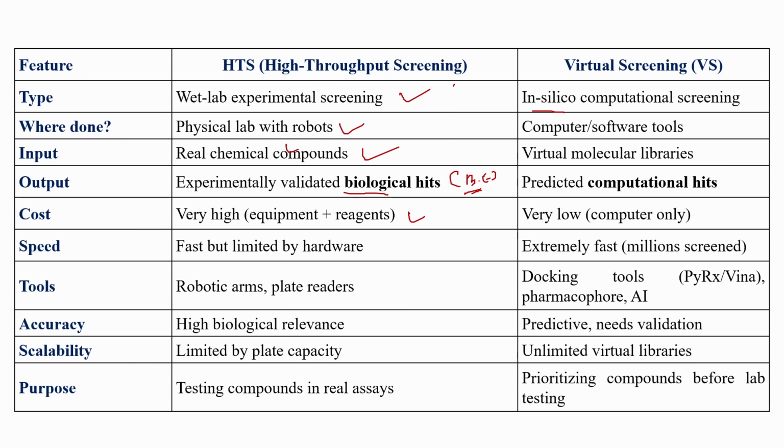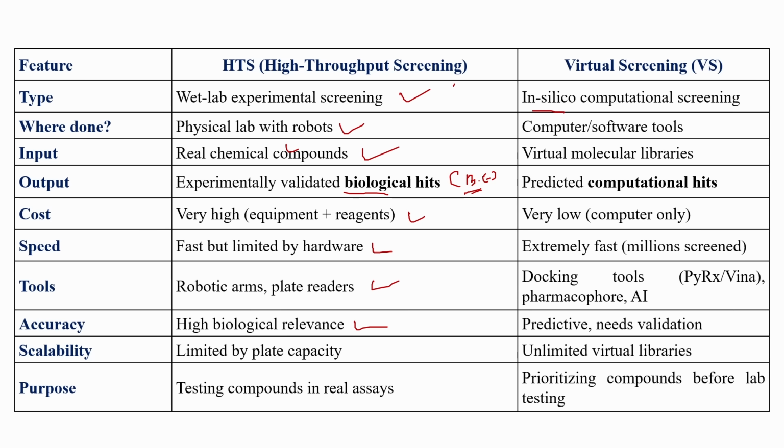That is why, for the HTS process, first of all we need robotic technology. We need a large amount of chemicals, preparing such a huge quantity of derivatives. It is a fast process but limited by hardware. Robotic arms and plate readers are needed. The accuracy and biological relevance are high.